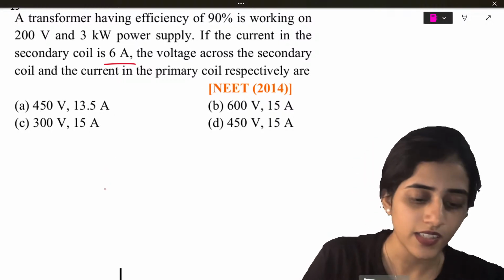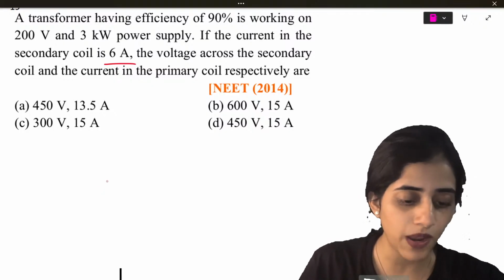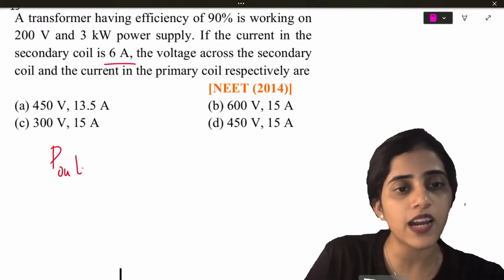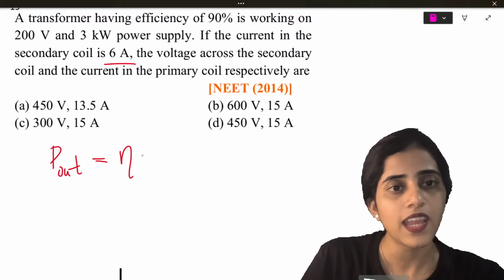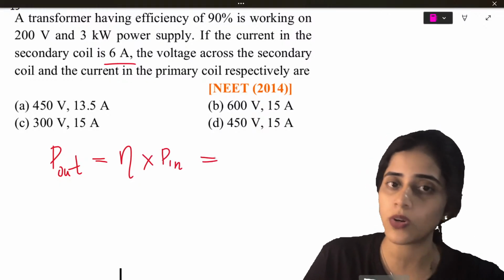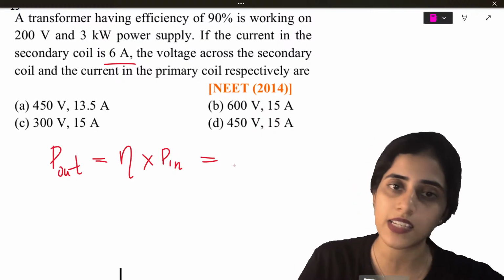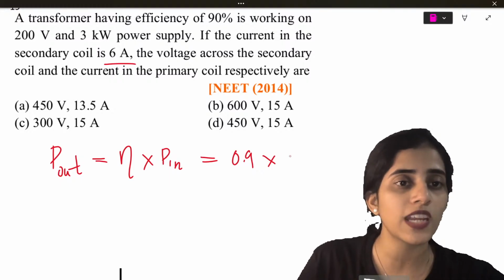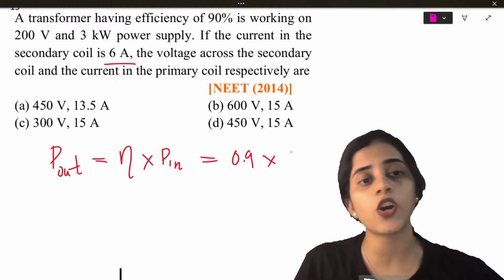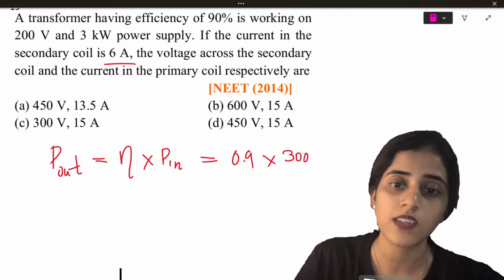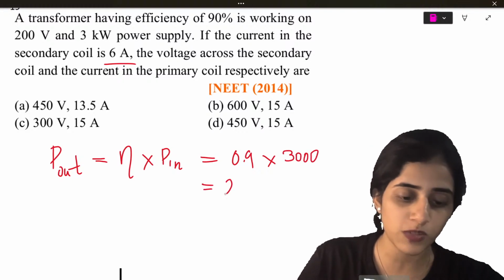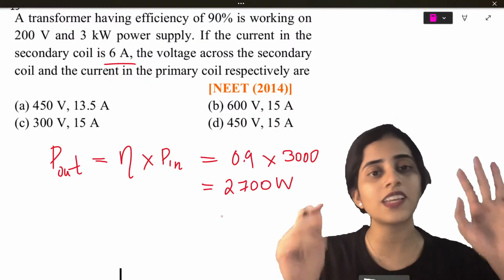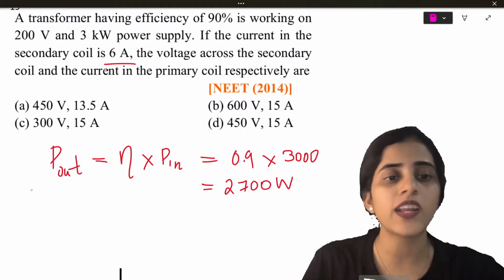Same thing, power input is equal to power output. So first thing, let's write the power output is going to be equal to efficiency into power input. Do you all agree? Now what is the efficiency? 90%. So 90% is 90 by 100, which is 0.9, into how much is your input? 3 kilowatt. 3 kilowatt is 3 into 1000 watt, which is 3000 watts. So this is going to be equal to 2700 watts. So this is the output power. Okay. See, how did I get this formula?